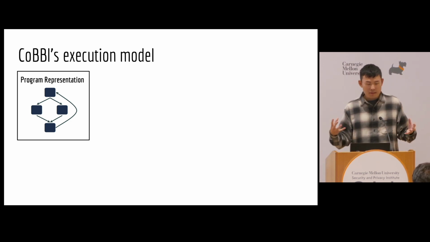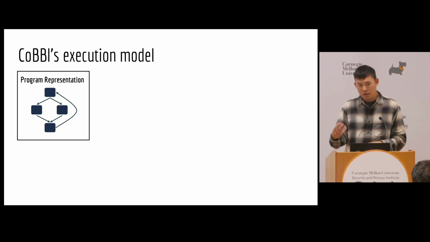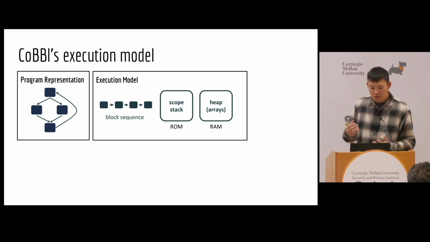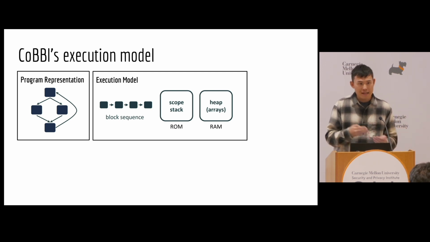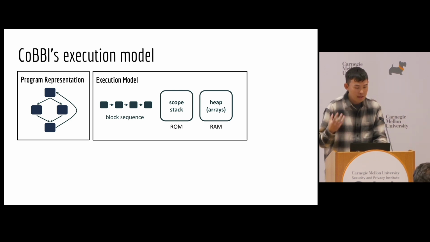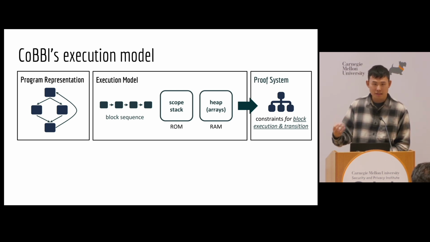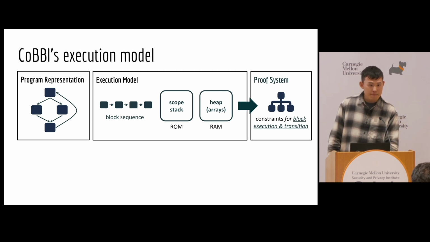So CoBBI represents a program as a control flow graph of small individual program chunks that we call blocks. Its execution model consists of a sequence of executed blocks, together with a scope stack that's optimal for the proof system and our regular heap memory. And these components are compiled into a set of constraints that verify a block's execution and the transition between blocks. There are three main aspects in CoBBI.